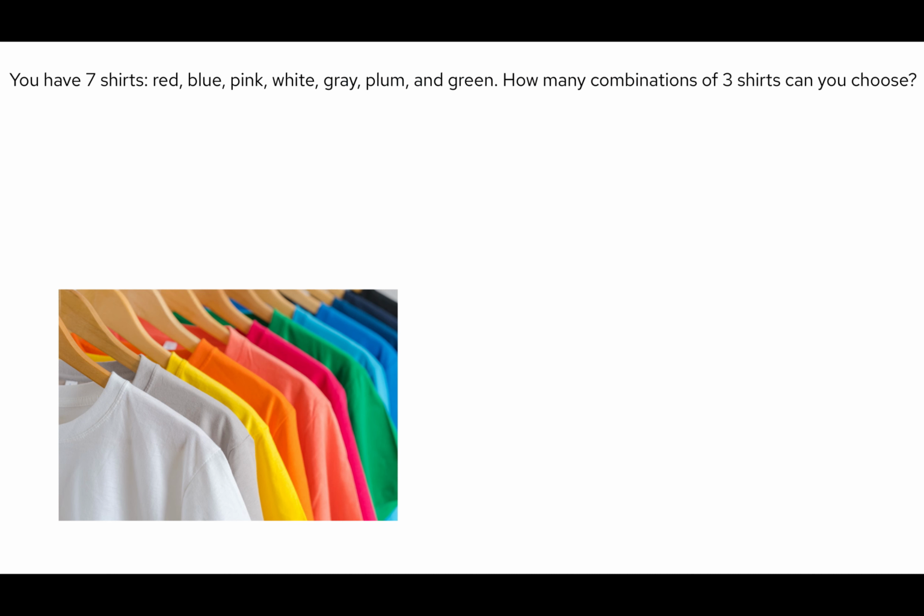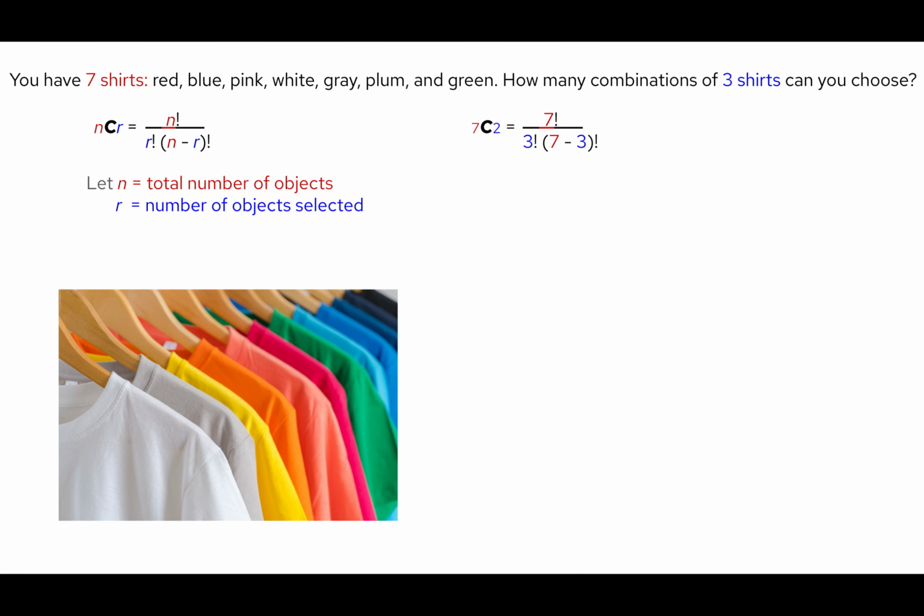So let's say that we have 7 shirts. We have red, blue, pink, gray, white, plum, and green. And how many different combinations of 3 shirts could you make? Well, again, here is my formula. And N is the total number of objects. So let's see, I'm counting them. It looks like I have 7 total. And I get to select 3 of them. So now we need to replace the N with 7 and the R with 3. There we go. And now we're simplifying.